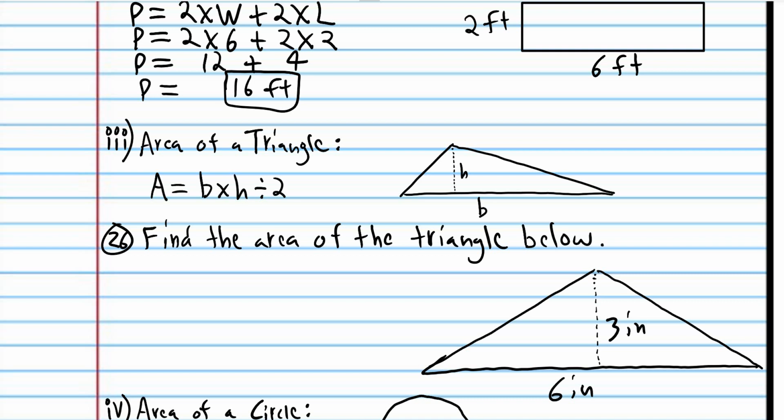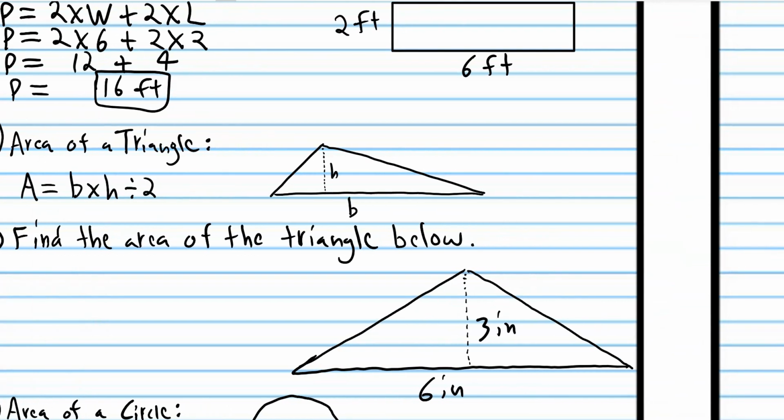So to find the area of a triangle, you take the base, multiply by the height, and then divide by 2. It doesn't matter what type of triangle it is. It could be a triangle that looks like this, and the height would be this distance, and the base would be this length here. It doesn't matter what type of triangle it is.